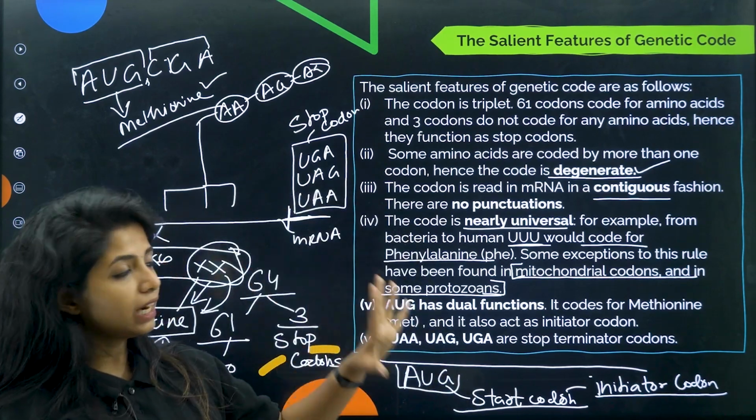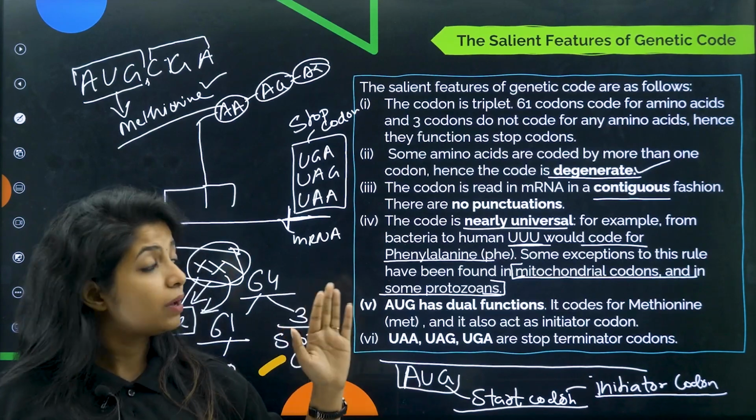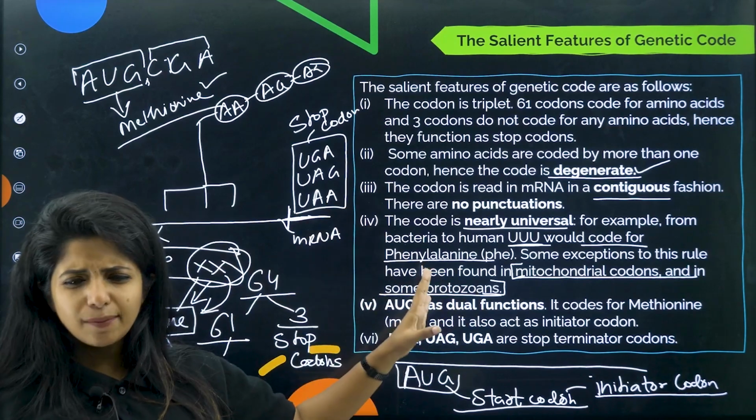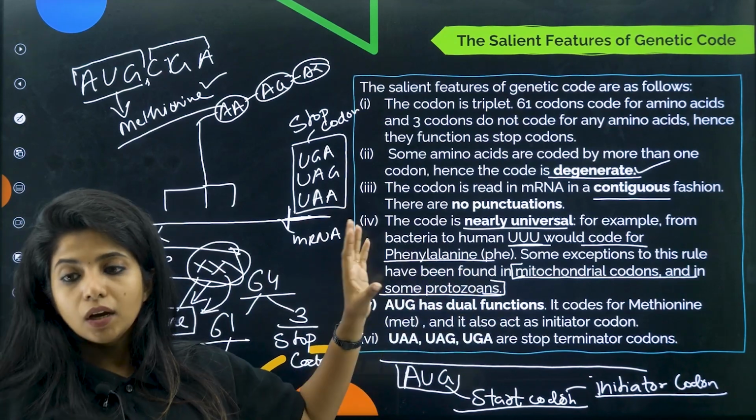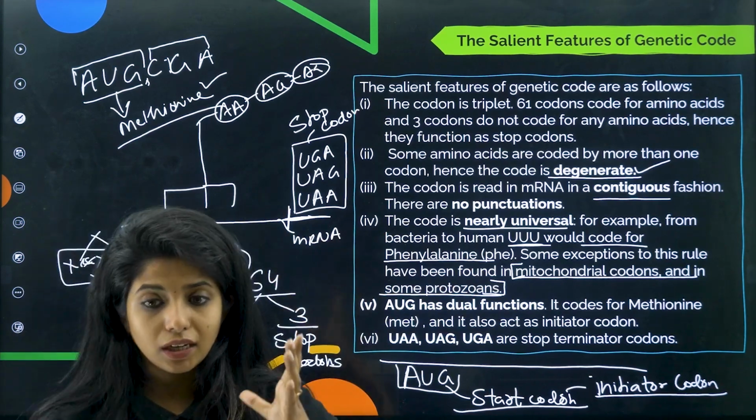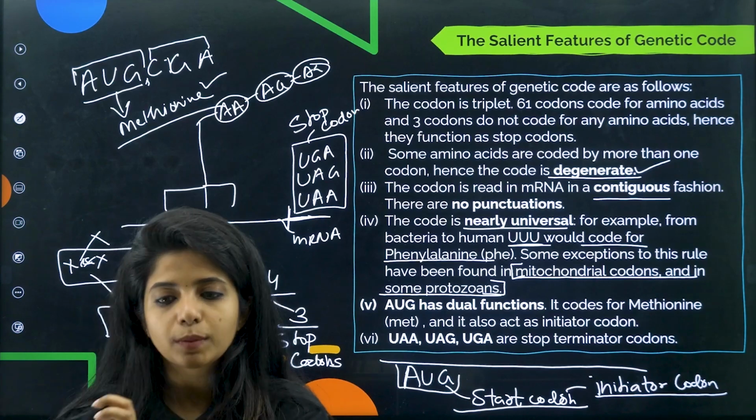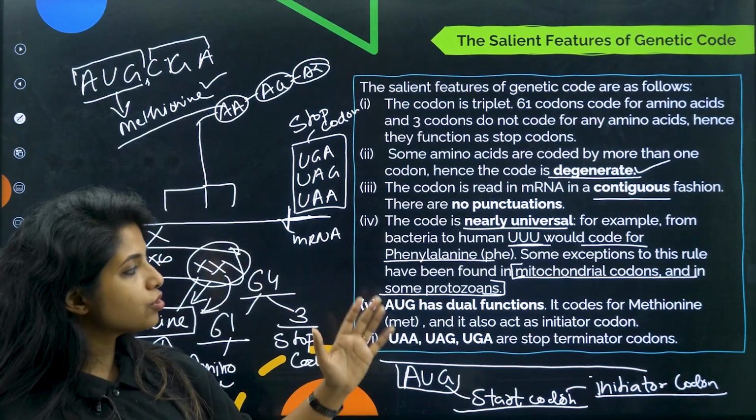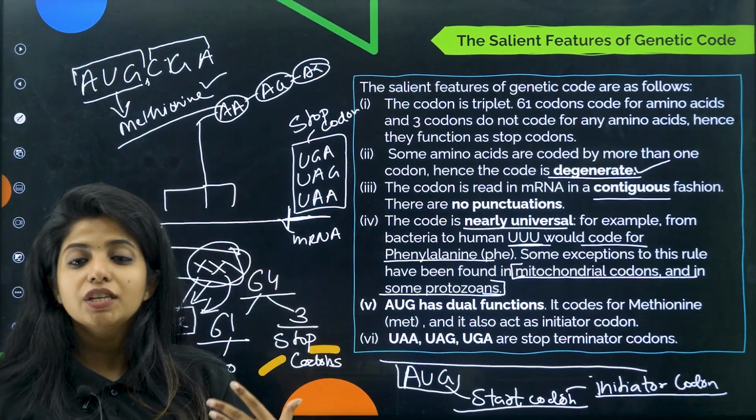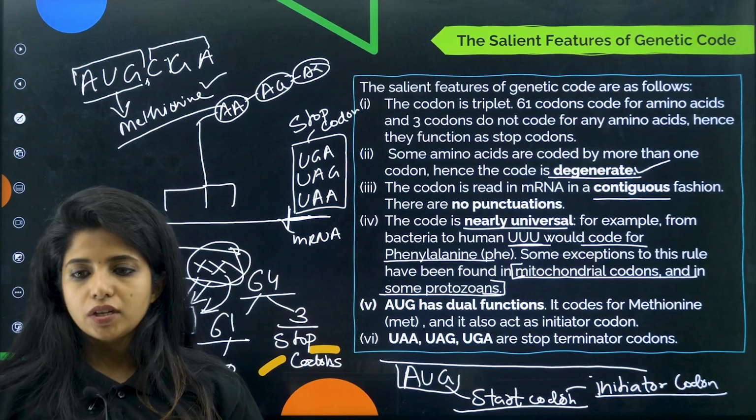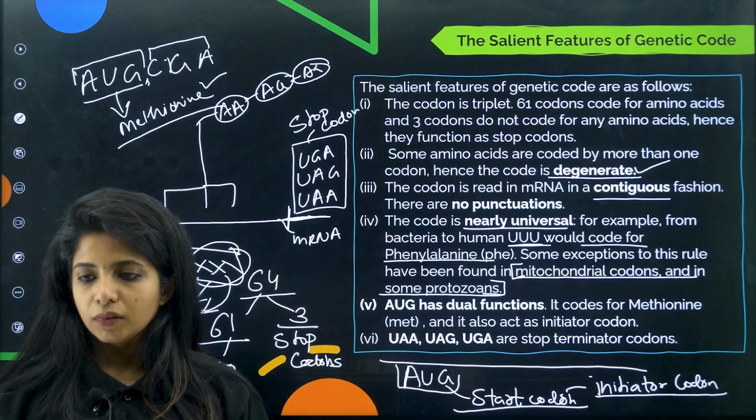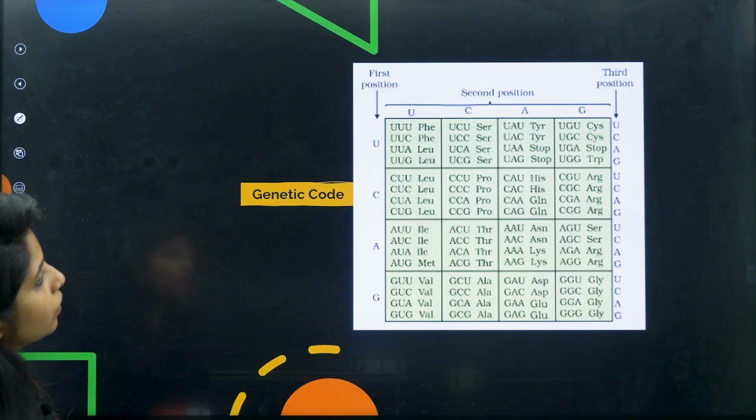Now the codon is read in mRNA in a contiguous fashion. Obviously there are no punctuations, and the code is nearly universal except for the mitochondrial codon and the protozoan. Protozoans come under Protista. There is a kingdom Protista, and in Protista come the protozoans, like amoeba and paramecium. Now AUG has dual function: one is to code for methionine, an amino acid, and the second is to act as an initiator codon, initiating the process of translation. Then you have UAA, UAG, UGA, which are the terminator codons. Cool?